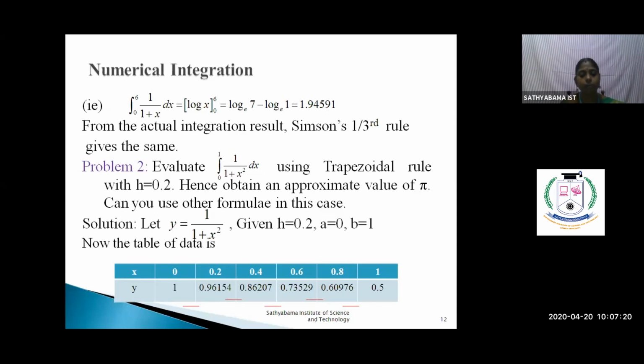So now what is my y naught? y naught is 1. What is y1? 0.96154. What is y2? 0.86207. y3, y4, y5. So till y5 only we have the data now.